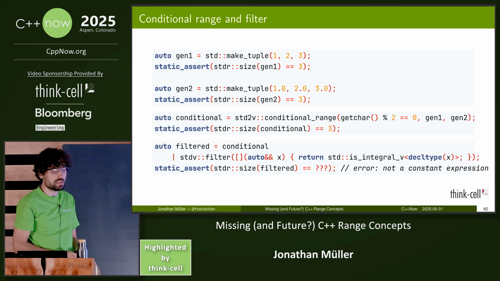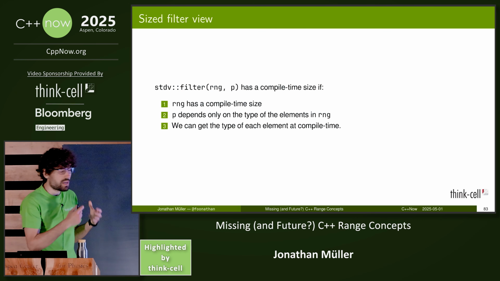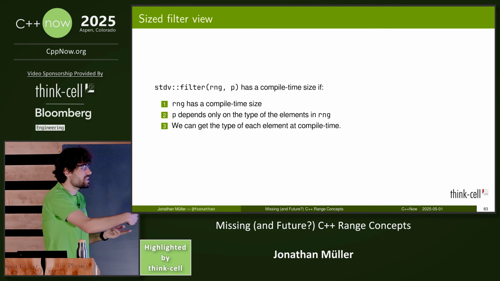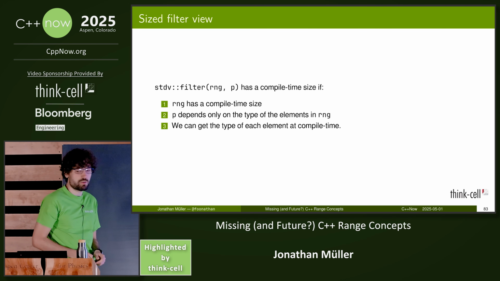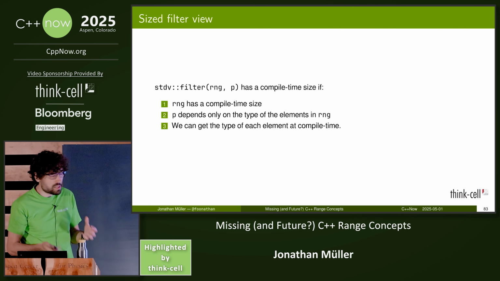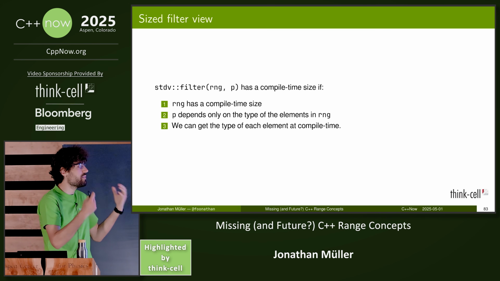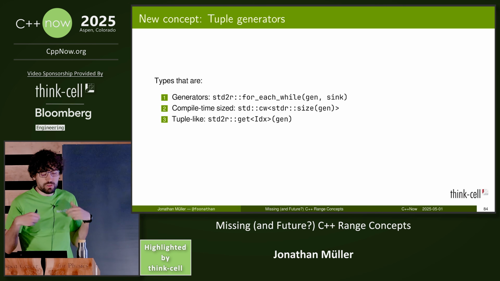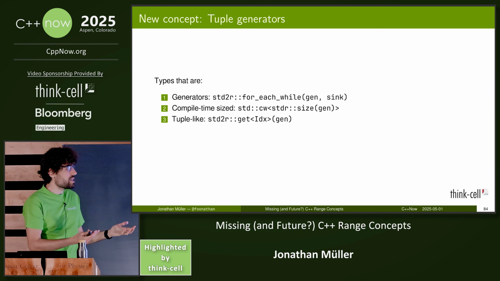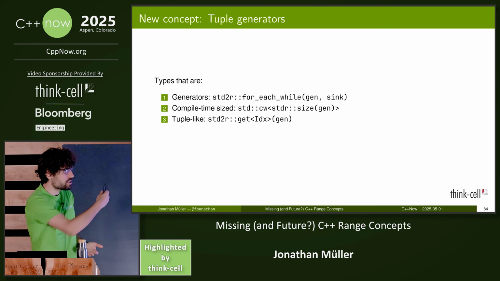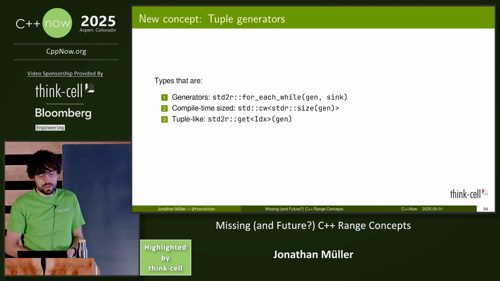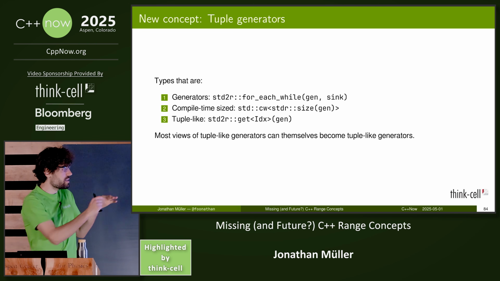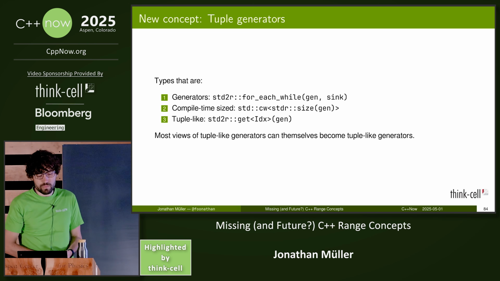There's another condition. And so filter can only have a compile time size if the range has a compile time size, the predicate only depends on the type, and we can know the type of each element at compile time without relying on some runtime branch. And so we need some way to implement that, and for that we need to say, hey, filter underlying range, what's the end type? And for that we've got the concept of a tuple generator. So a type which is a generator, which implements for each while, which is compile time sized, and it is tuple-like, is what we call a tuple generator. And then we've adapted the appropriate views to be tuple-like generators when possible.